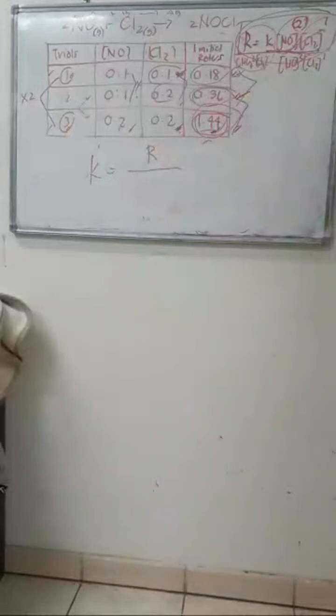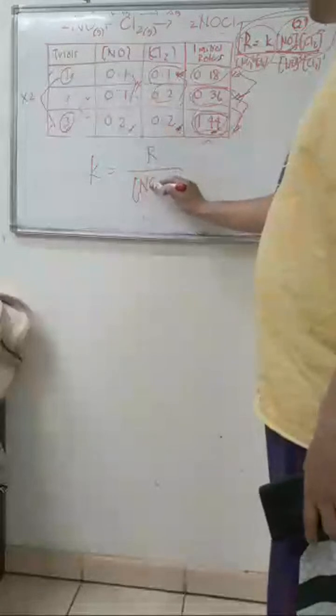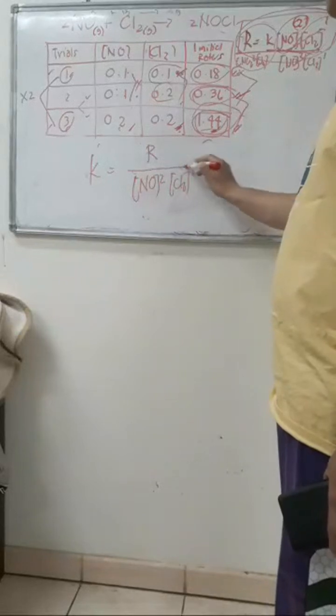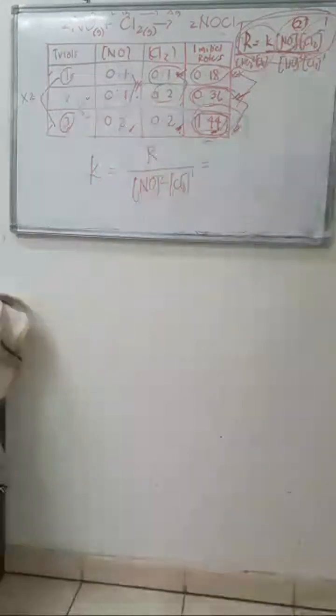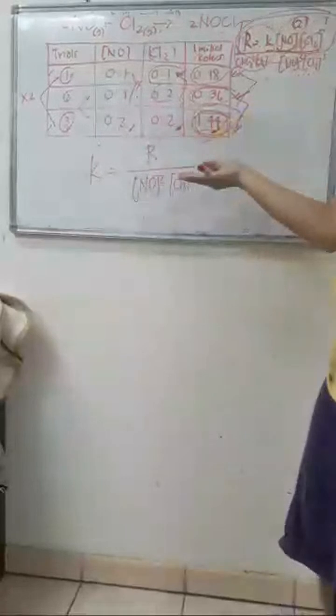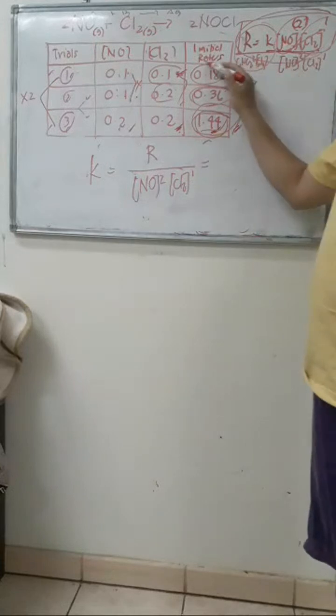So K is equal to the rate law. The rate law meaning the rate of chemical reaction. That's what it means. Rate over NO raised to the power 2 times chlorine gas raised to the power 1, right? Now, how can you compute for that, the rate? Go back to the title, initial rate method. Of your trials 1, 2, and 3, which is initial? Of course, trial 1. Use the initial rate 0.18 in your numerator.